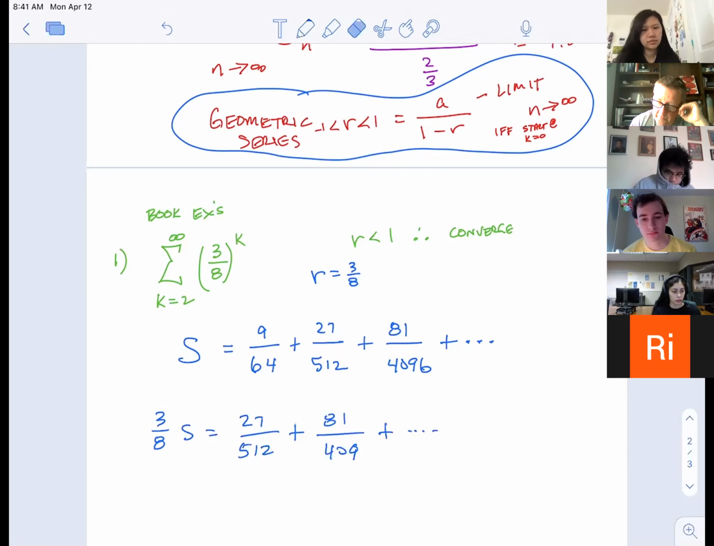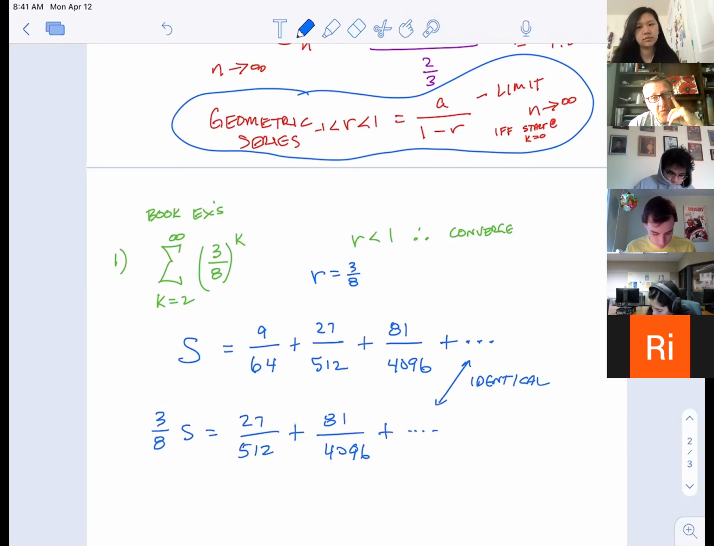Does it make sense? I don't need to write anything else. I mean, these dots are identical because they go forever. Is there technically one more term in the bottom? Well, yeah, there would be if we stopped, but we're not stopping. There's infinitely many, so they're identical.